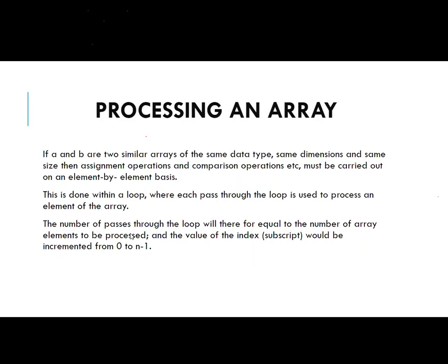So whenever you are processing an array, that means whenever you are doing some operation on an array, the operation is done on an element by element basis. Therefore, you have to use a loop to process the elements. You cannot do it without a loop. The number of passes through the loop will be equal to the number of array elements which are going to be processed, and the value of the index will be incremented from 0 to n minus 1. This is how we do it, and this is what I have shown you here.